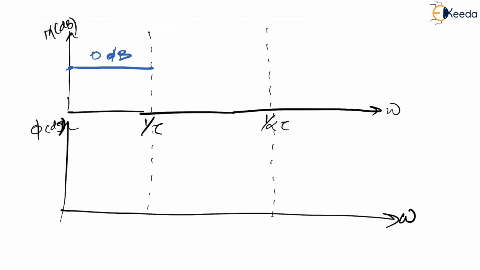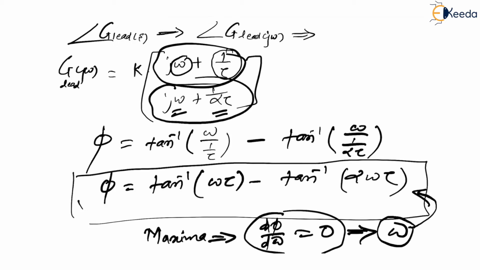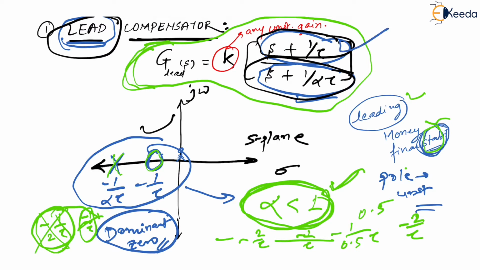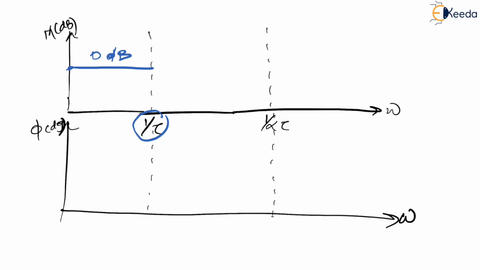Bode plots, right? So let's not waste our time discussing the plot. Anyways, now what happened at 1 by tau? At 1 by tau you have got a 0, which means the slope will become 20 dB per decade, since at 1 by tau you have got a 0. Now if there is nothing else, this will continue further, right?